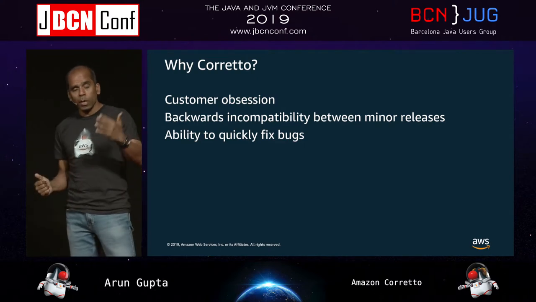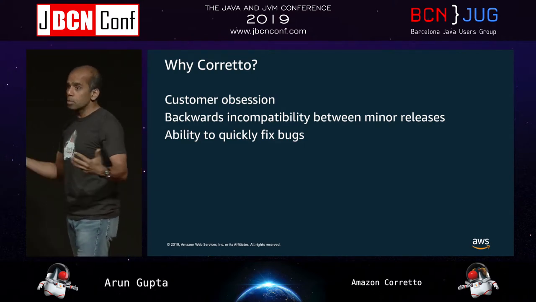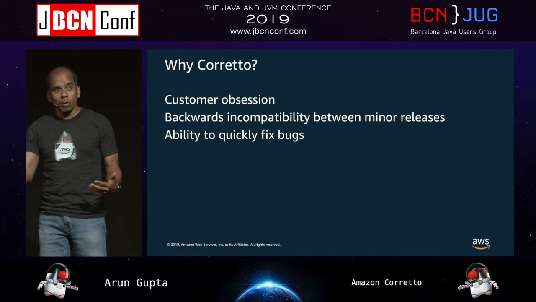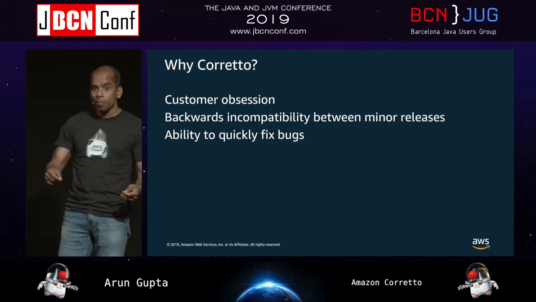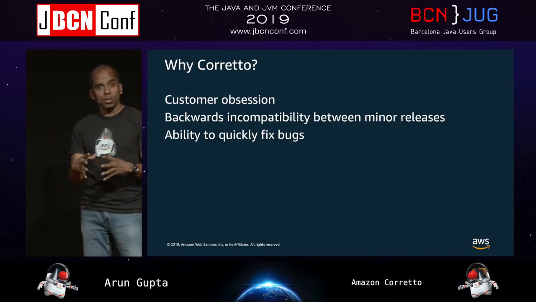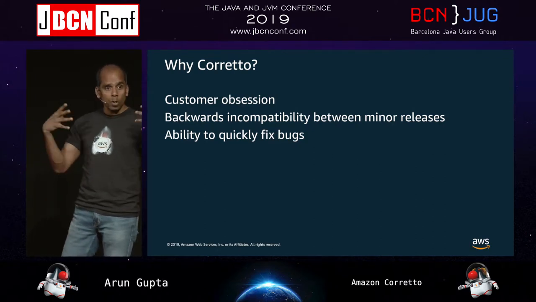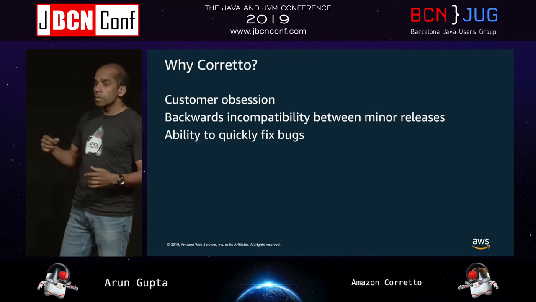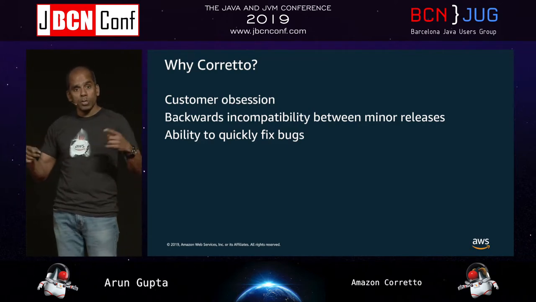We can't wait for months, because at Amazon scale, for any bug, we don't know at what level it's going to pop up and what damage it's going to cause. We want to really keep the blast radius really small. That's the way we operate all our services. So we started building OpenJDK from source.